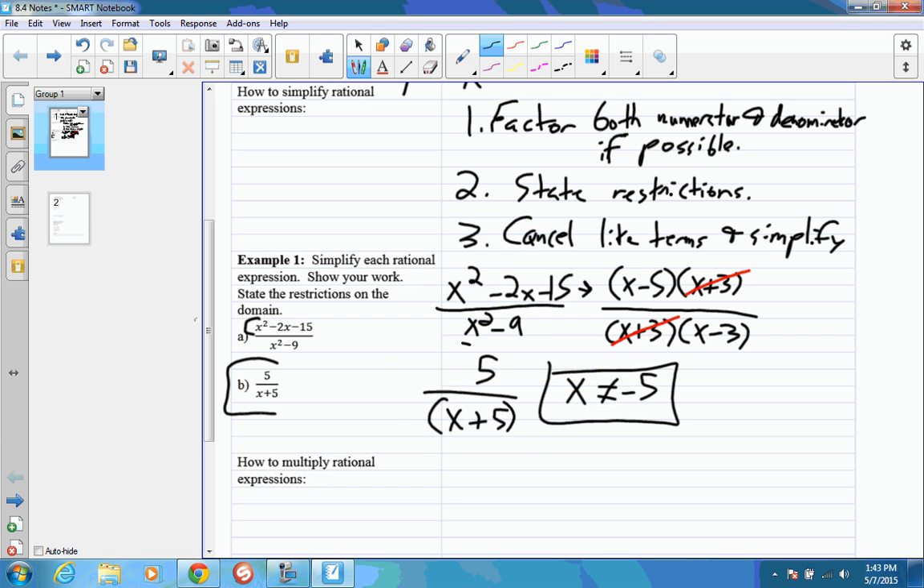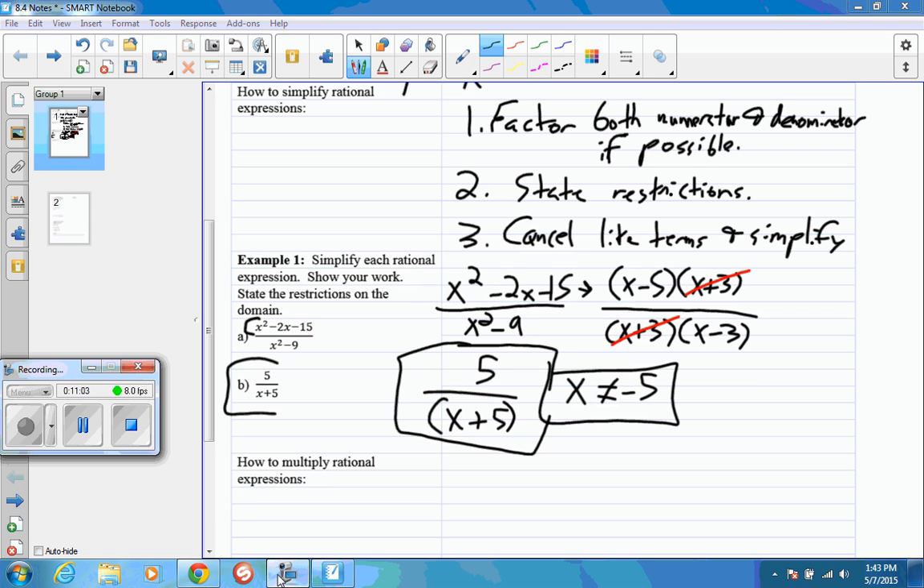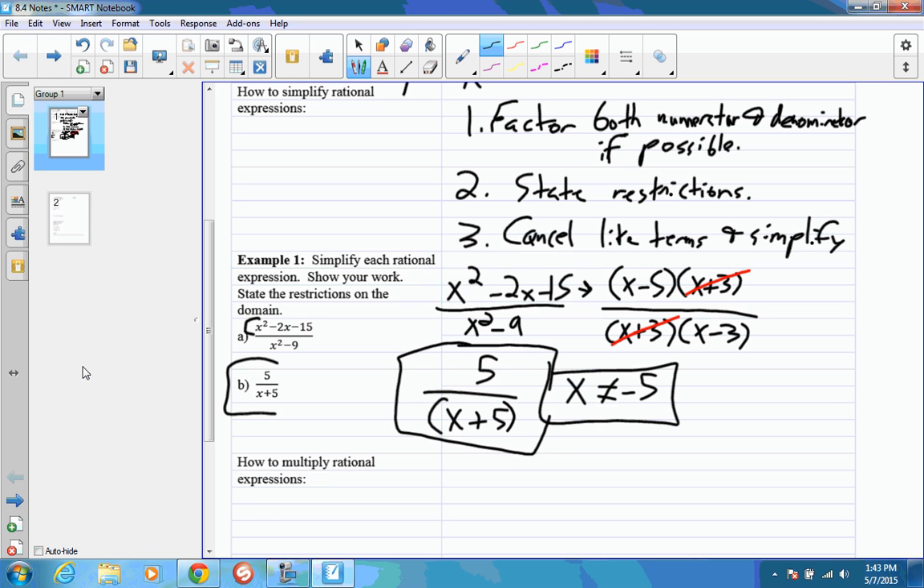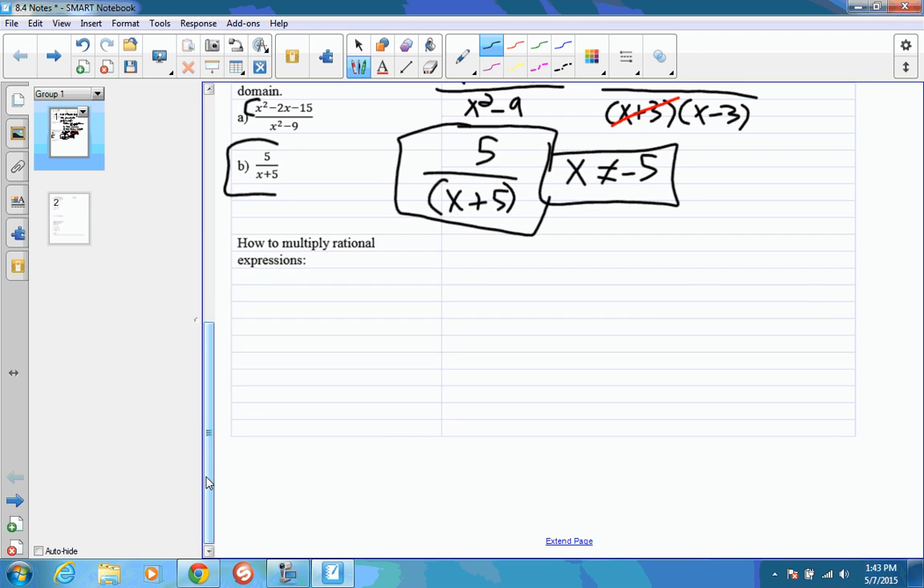This is it, guys. You could rewrite it like this, or you could give me an answer that just says already simplified. If you didn't want to rewrite it, that'd be totally fine. So either way, that's a little curveball. So that's simplifying.